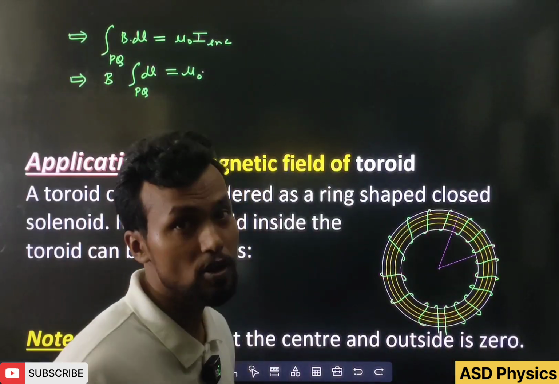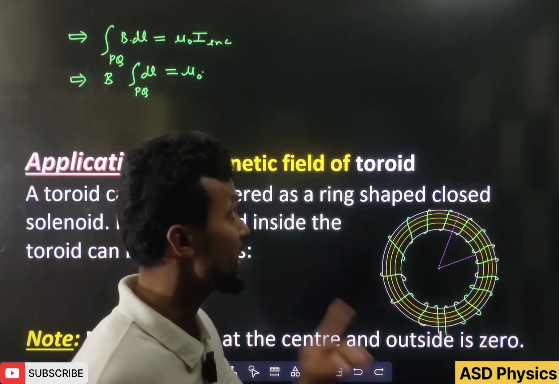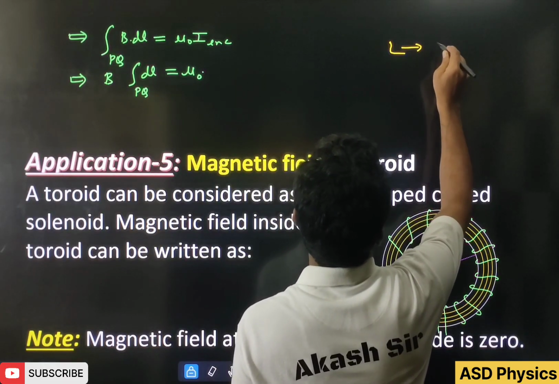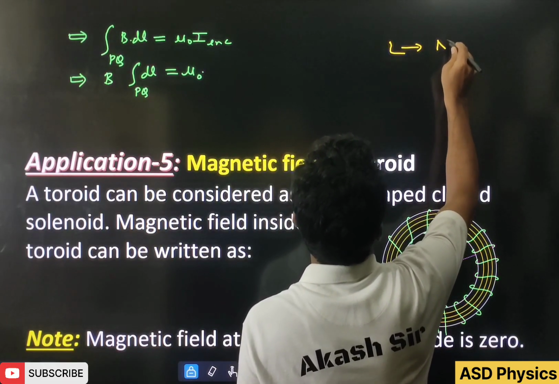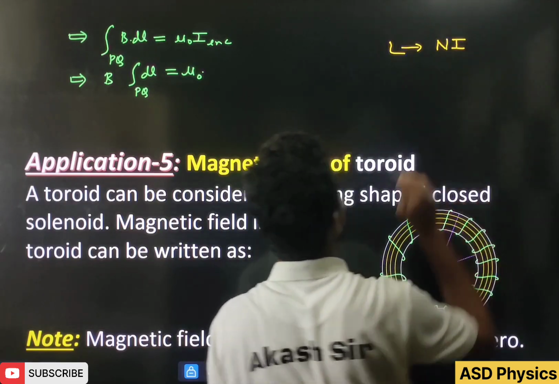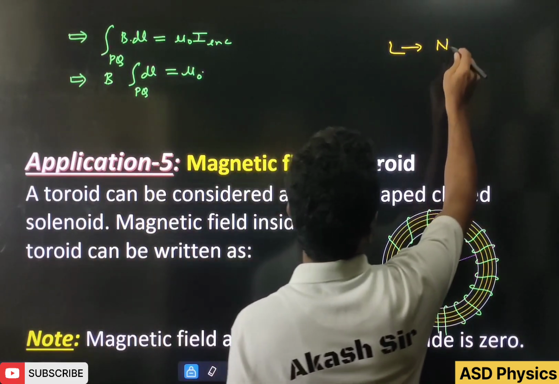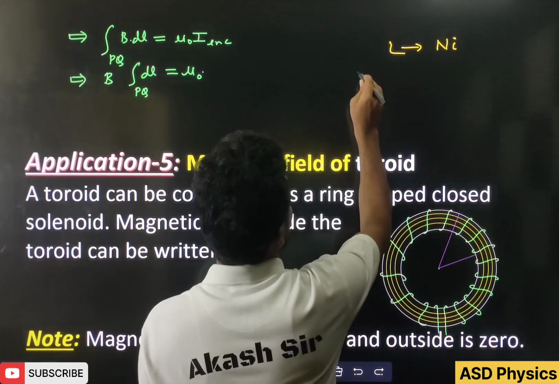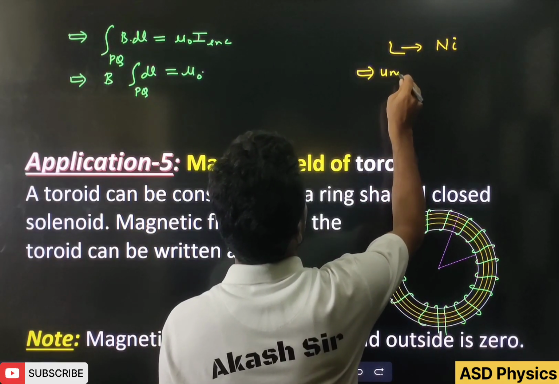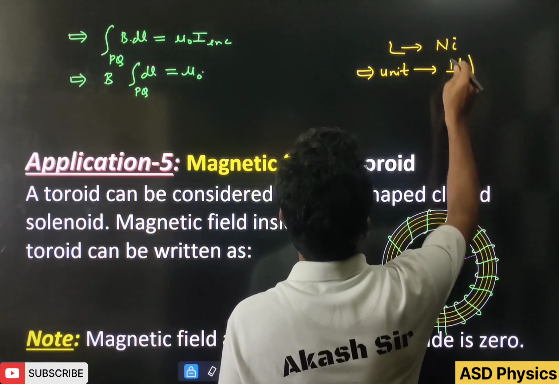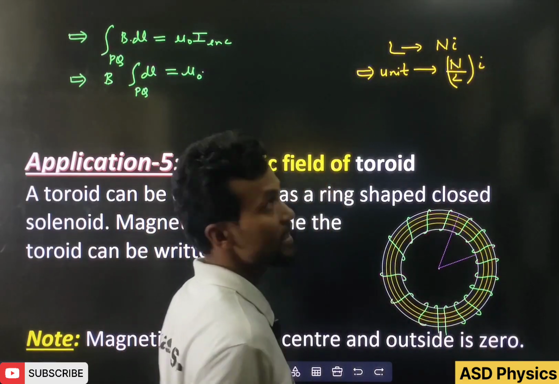Remember that the length of the solenoid is capital L. So the length L of the solenoid is carrying how many ampere turns? Ni. The total number of turns is N and the current is i, so we can write Ni. After that, the unit length will carry N by L into small i.